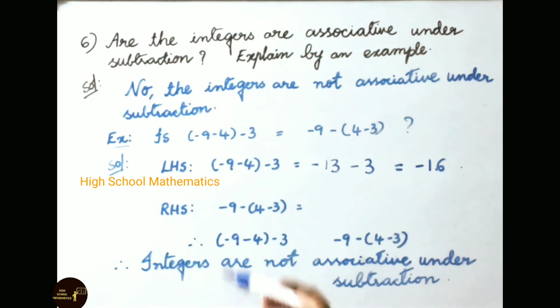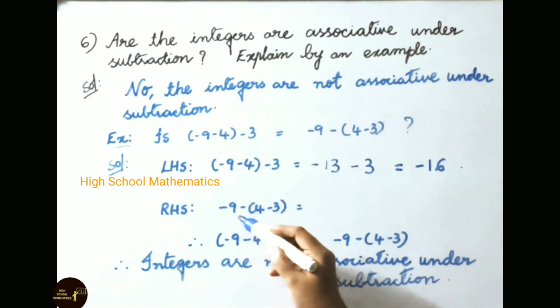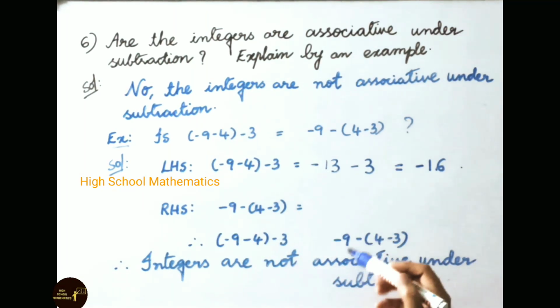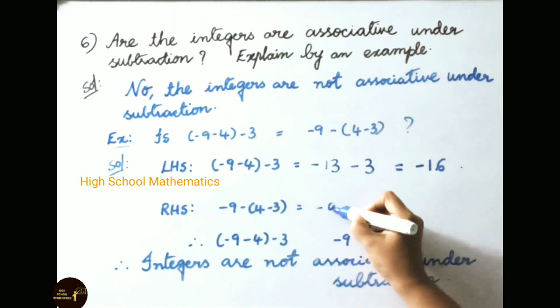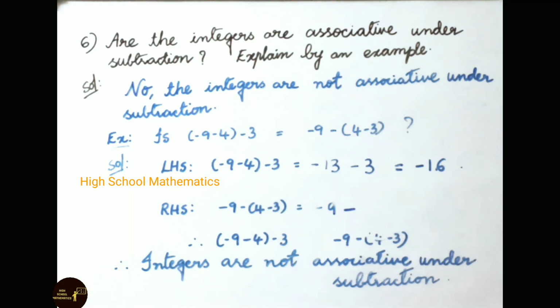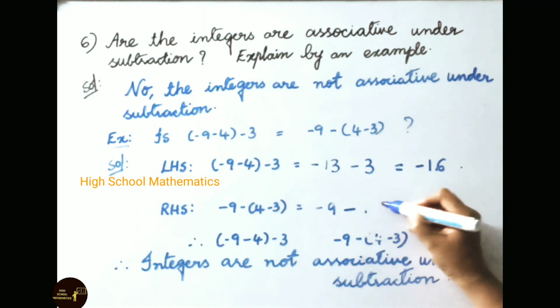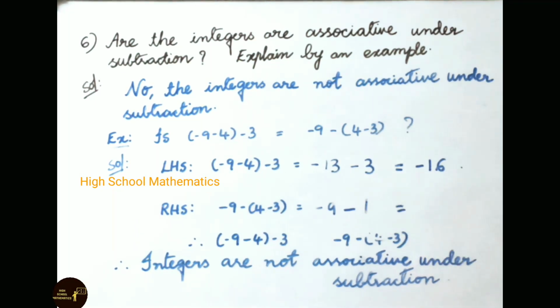Now let us see the RHS part, that is the right hand side part: minus 9 minus of 4 minus 3. That equals minus 9 minus, solve the values present in the bracket. 4 minus 3 equals 1. Now minus 9 minus 1. Both have the same sign, so we have to do addition. 9 plus 1 is 10. Both are negative integers, so the answer is a negative integer only. Here the answer is minus 10.